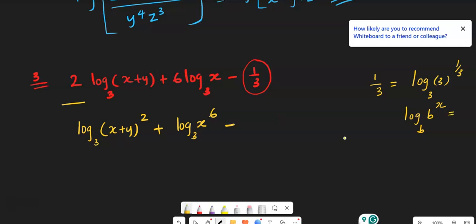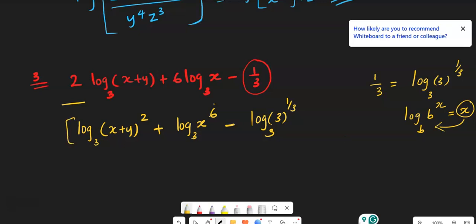So if this is a constant and we need to write it in terms of logarithm, we can use this reverse rule. So we are going to use that here. That is log of 3 to the power 1 by 3 with base 3. Okay, so now we have the log forms.